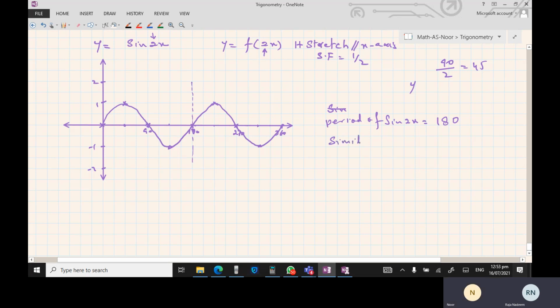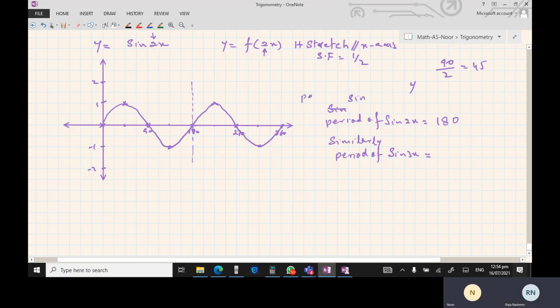So similarly, if I want to find the period of sine 3x, can you tell me the period of sine 3x?